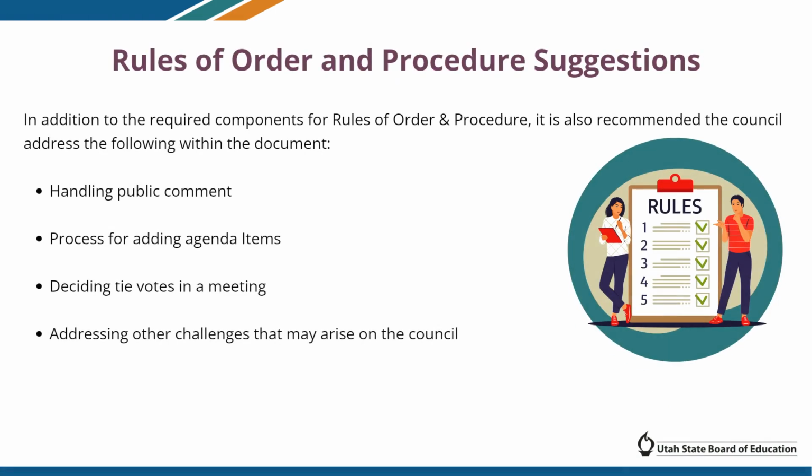In addition to the required components for rules of order and procedure, it is recommended the council address the following within the document. First, how to handle public comment. Second, the process of adding agenda items. Third, deciding tie votes in a meeting. And finally, addressing other challenges that may arise on the council.